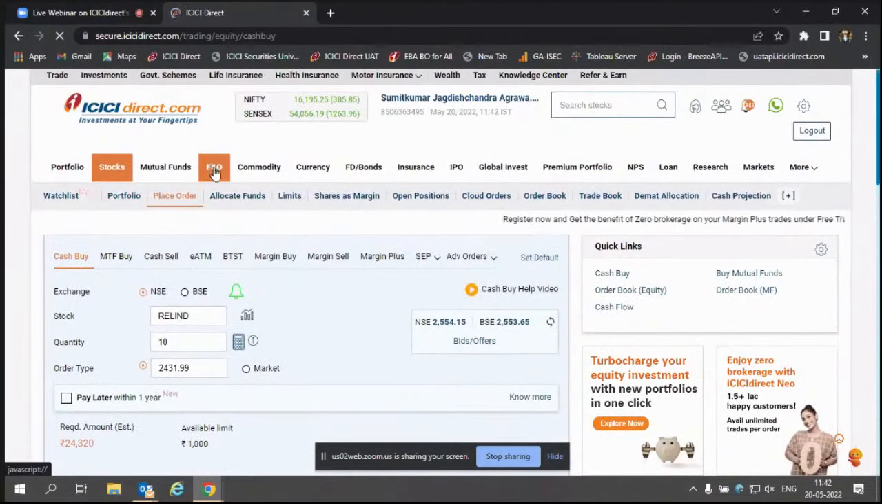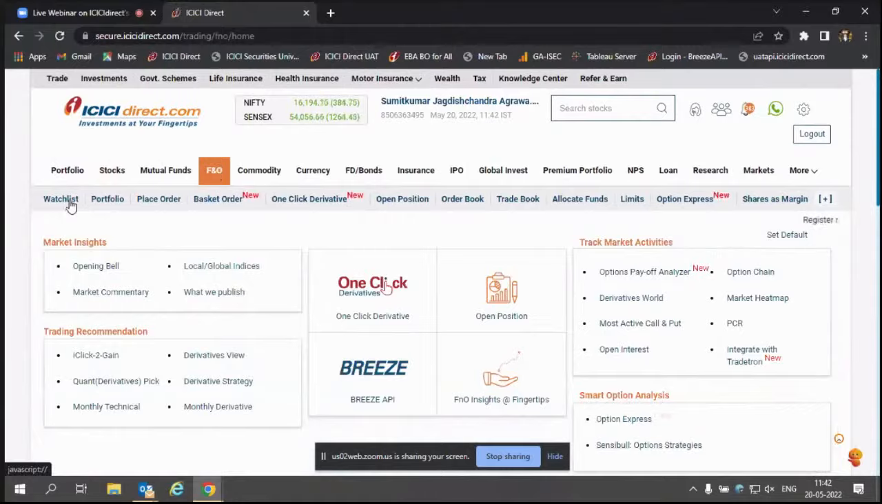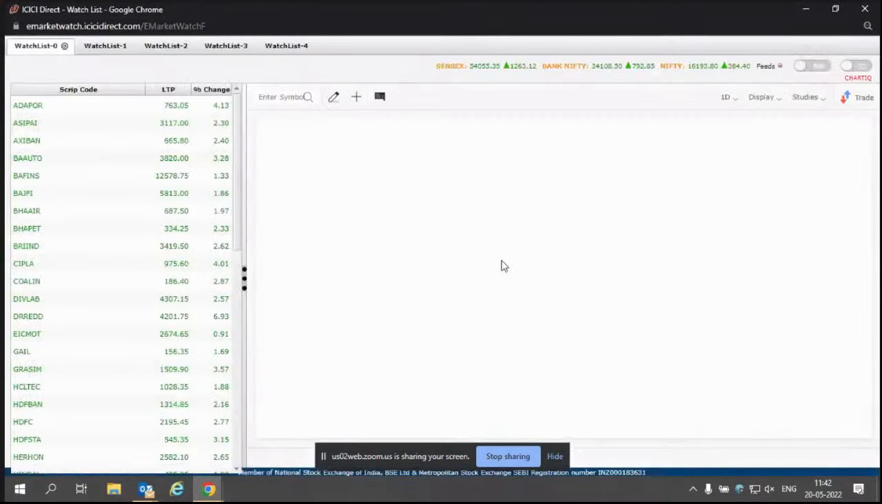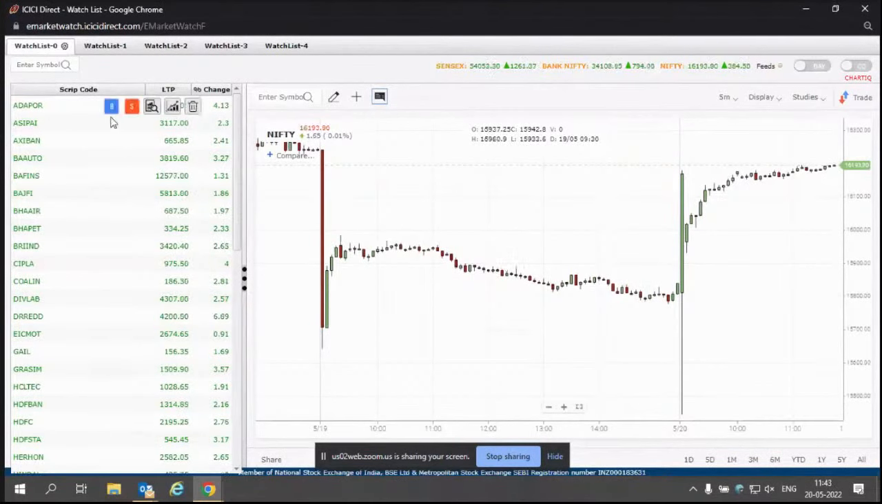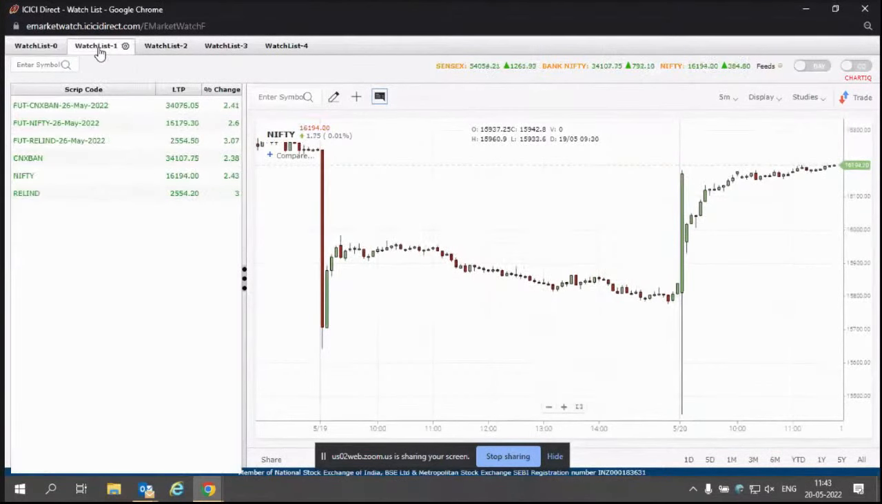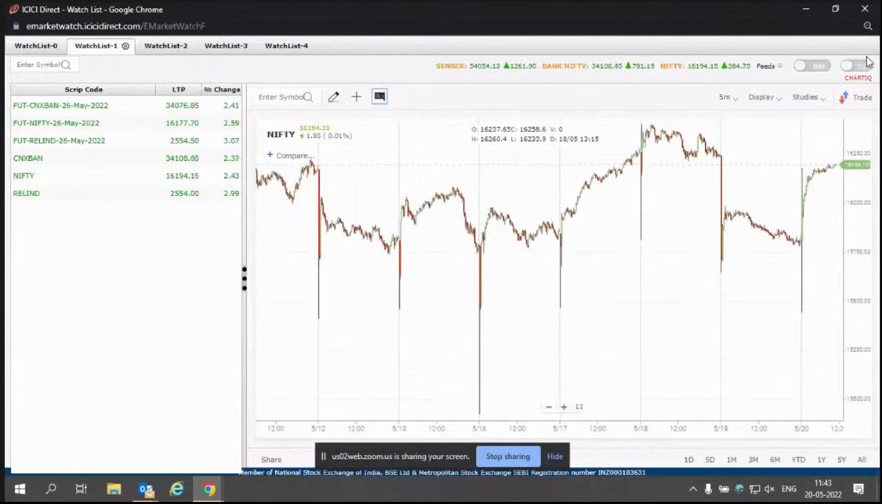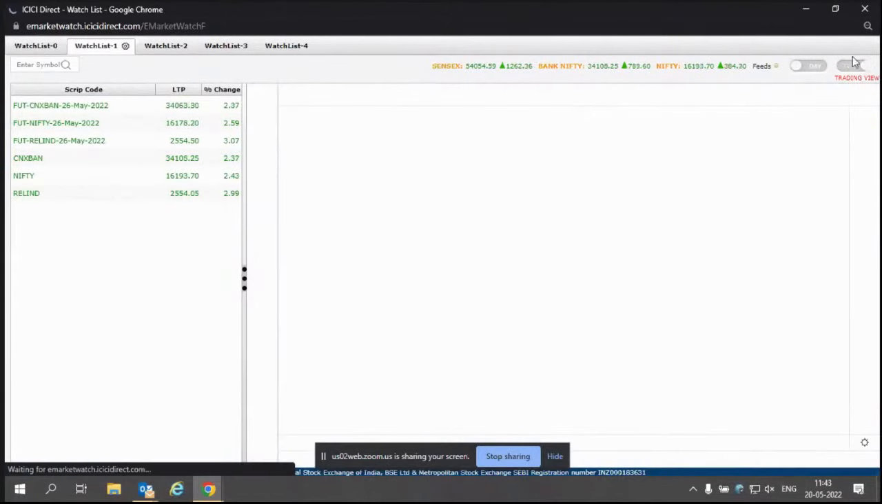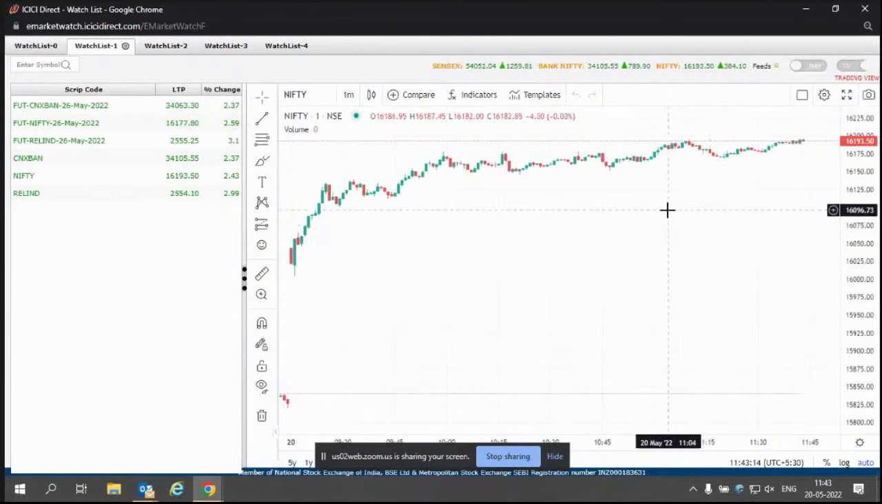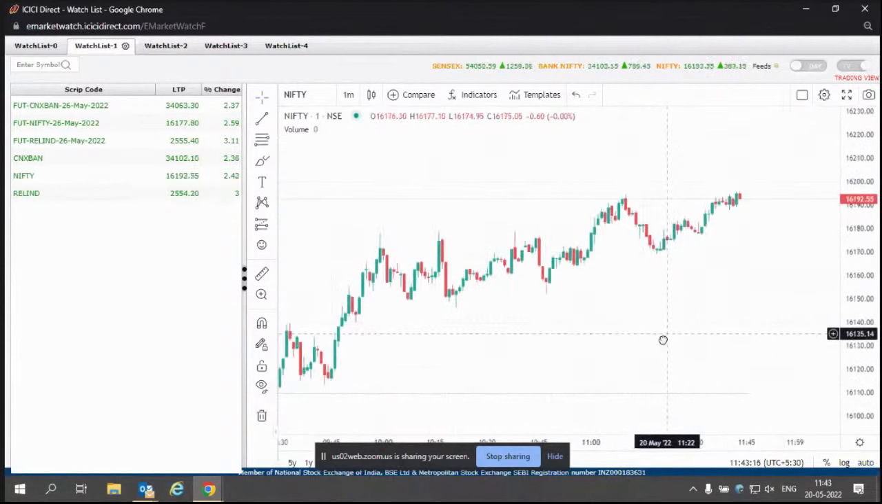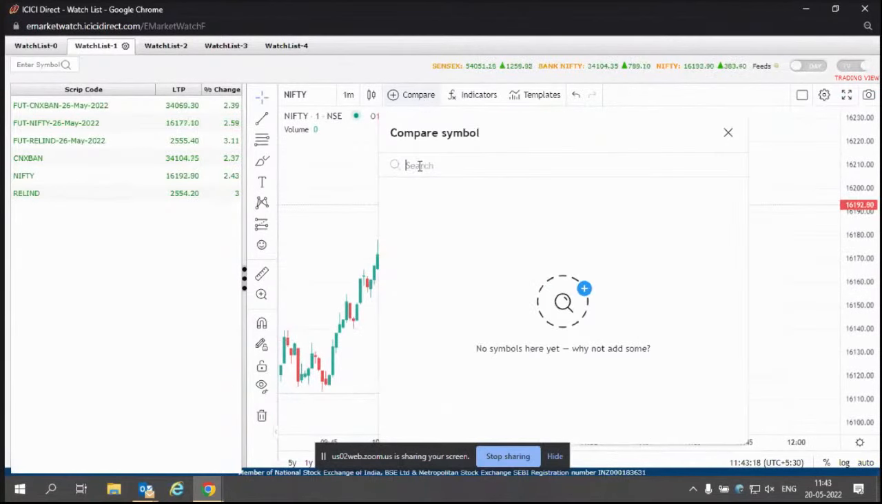So that was one thing, and just one more thing I wanted to highlight here is how to use the compare button. I think it was not working earlier due to some technical issues. So you need to go on to TradingView, and then once you are here in the Nifty, just go on to the compare button. Let me compare this with Bank Nifty.